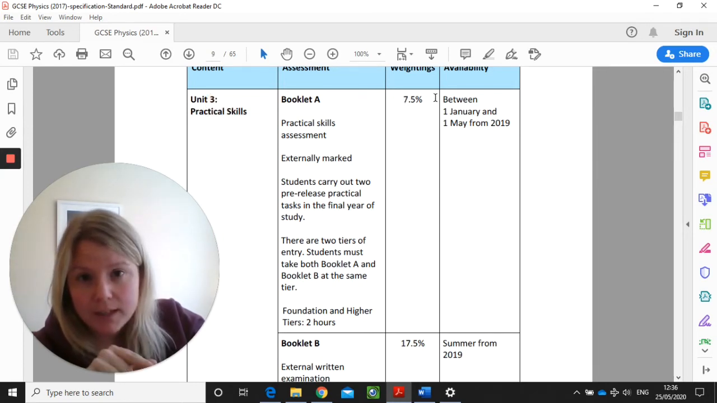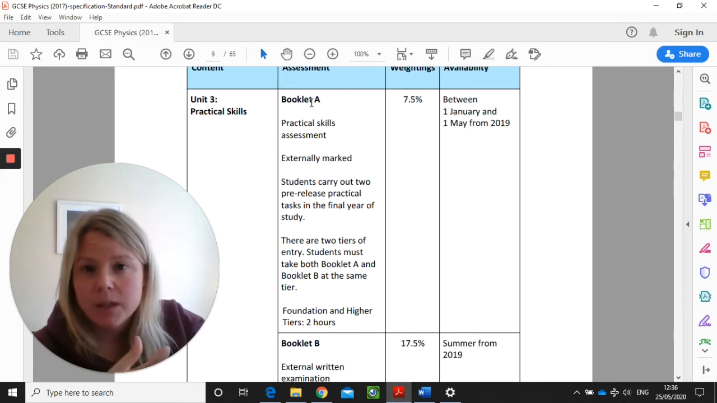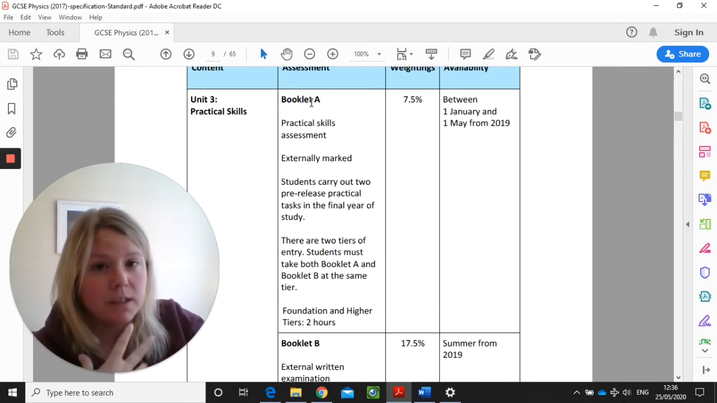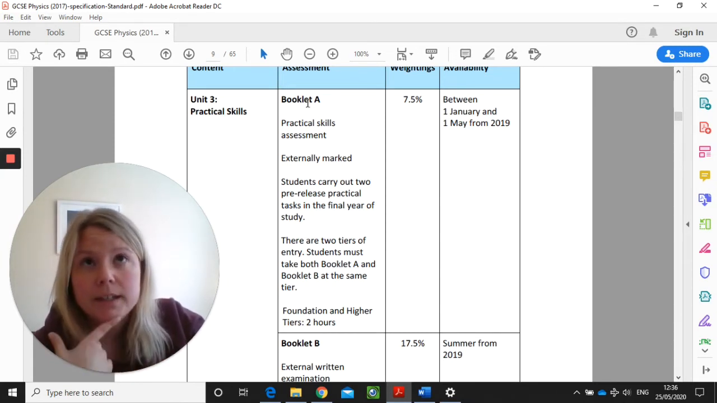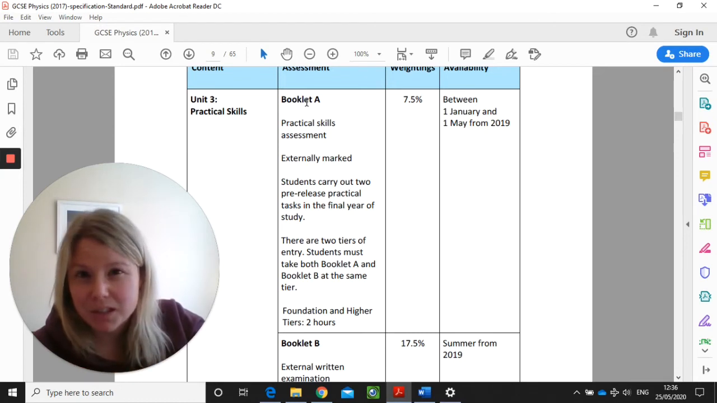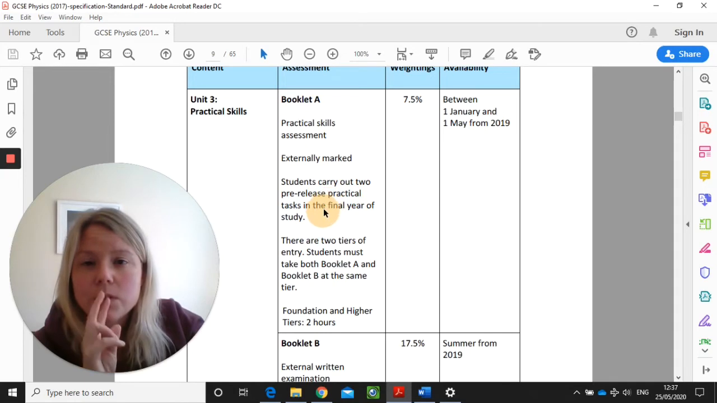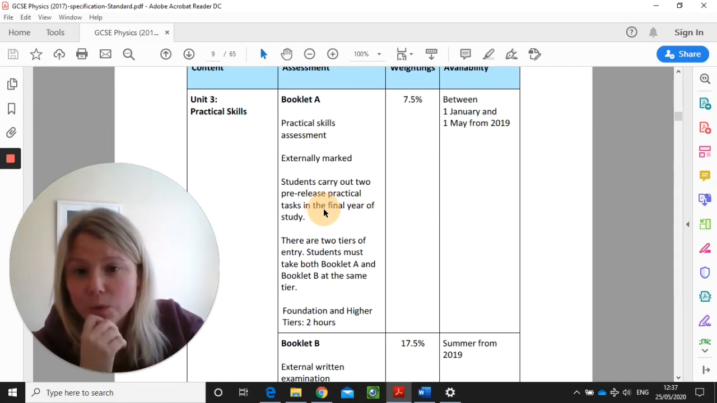Part A is worth 7.5%. Part B is worth 17.5%. Part A is a physical practical that you'll do in the classroom, the same way you do practicals in class all year. It's just under exam conditions. So it's a practical. And if you see here, it says students carry out 2 pre-release practical tasks in the final year of their study. So you've got 2 different practicals and a little bit of data analysis to go along with that.